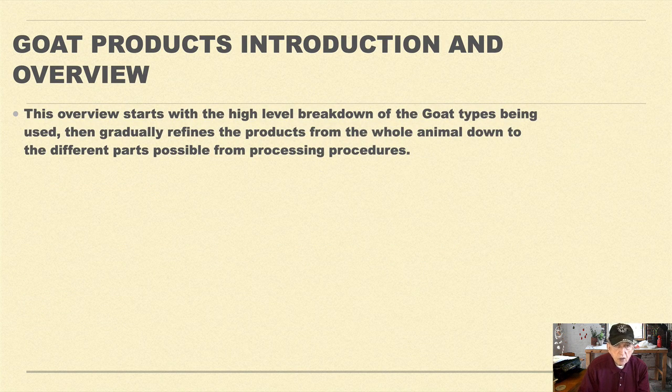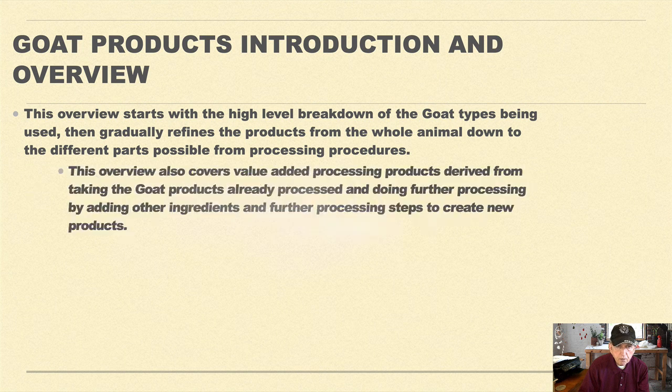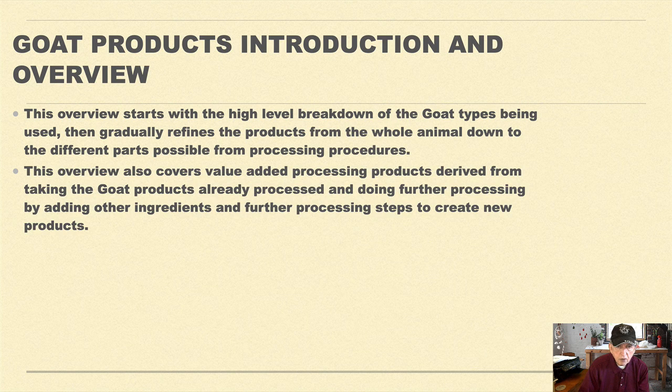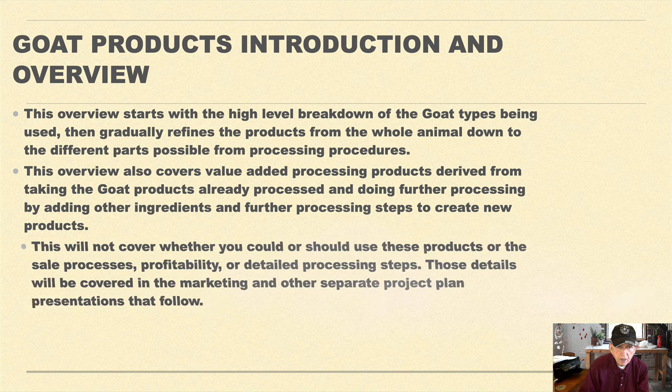This overview starts with the high-level breakdown of the goat types being used, then gradually refines the products from the whole animal down to the different parts possible from processing procedures. This overview also covers value-added processing products derived from taking goat products already processed and doing further processing by adding other ingredients and further processing steps to create new products.